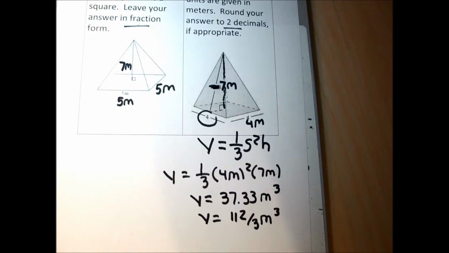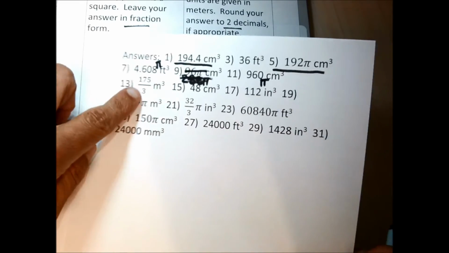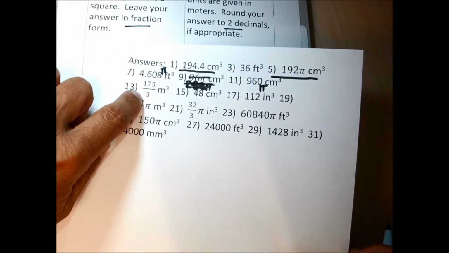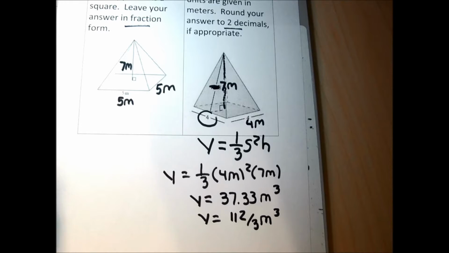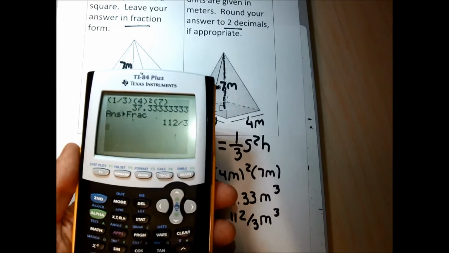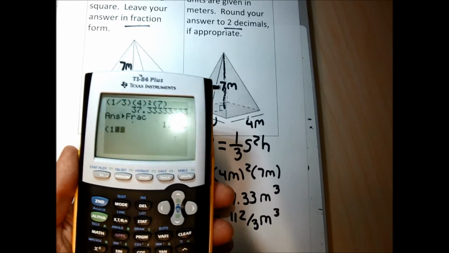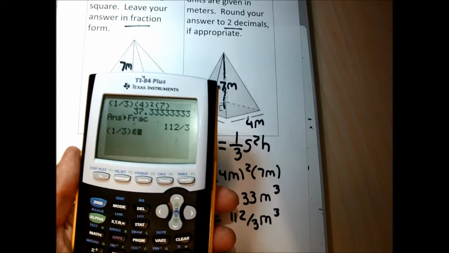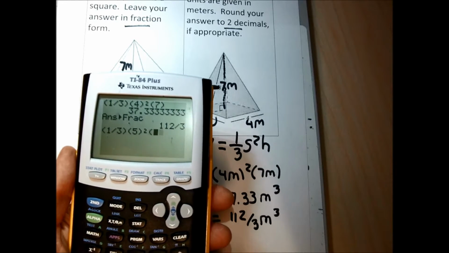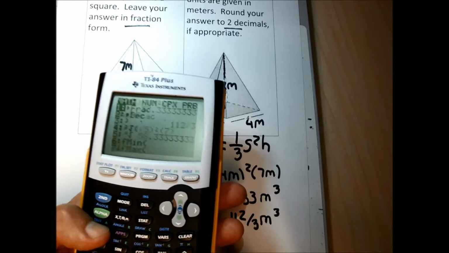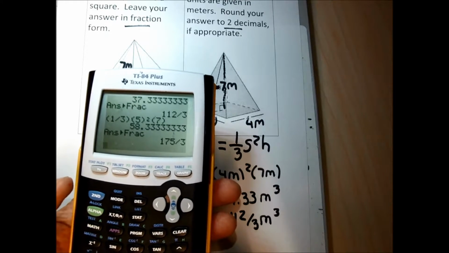And yours, if you work it out, fine for number 13. I get 175 over 3. There's no pi's because there's no circle bases. I'm going to do this real quickly to make sure I'm okay with that. So 1 divided by 3 times 5 squared times 7. Math, enter, enter. Yours is 175 over 3.